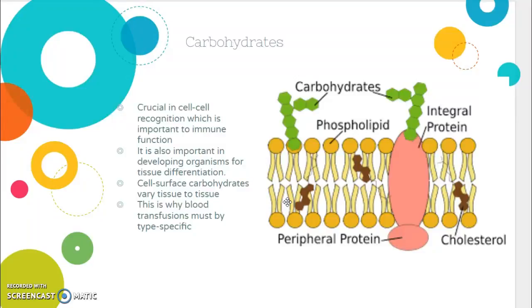And this is why blood transfusions must be type specific. If you've ever heard of someone getting a blood transfusion, everyone has their own blood type. And whenever you get a blood transfusion, you have to get a transfusion of that same type of blood. That's because the receptors, these carbohydrates up here, will only bond with the blood type that you have. We talk way more in depth about this later, but it can be really important for blood transfusions.